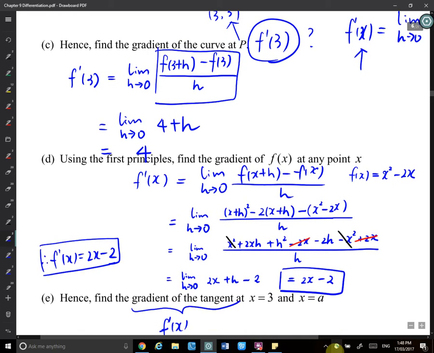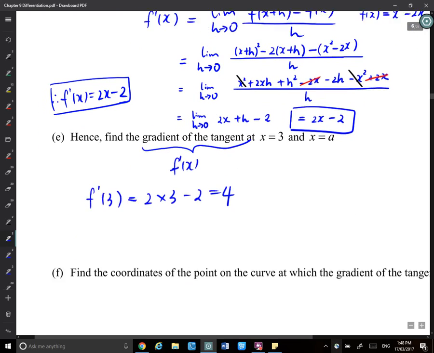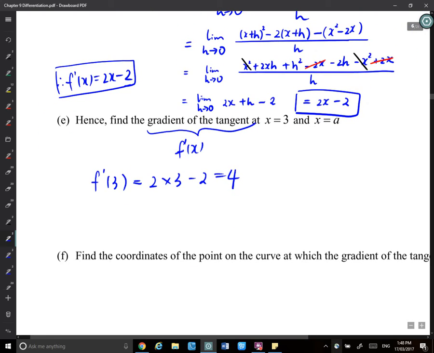Part C, you have f dash 3 equals 4 by using the first principle. And now you prove that it is correct. And also at x equals a, it's 2a minus 2.